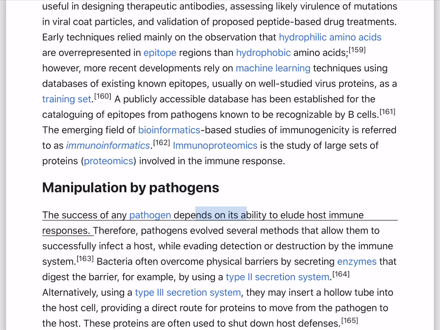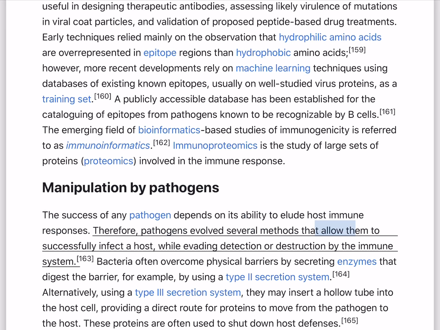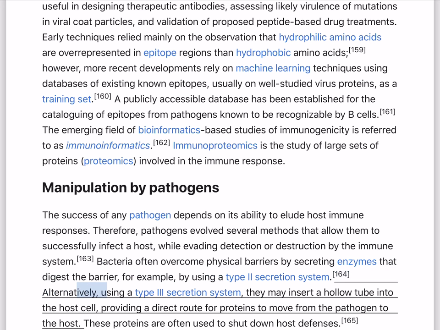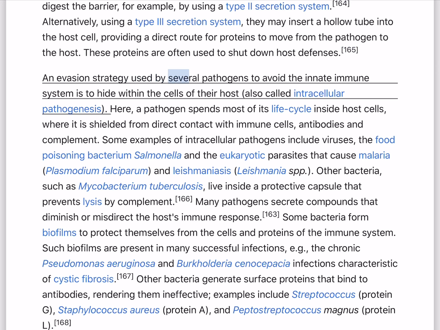Manipulation by pathogens. The success of any pathogen depends on its ability to elude host immune responses. Therefore, pathogens evolved several methods that allow them to successfully infect a host while evading detection or destruction by the immune system. Bacteria often overcome physical barriers by secreting enzymes that digest the barrier, for example, by using a type II secretion system. Alternatively, using a type III secretion system, they may insert a hollow tube into the host cell, providing a direct route for proteins to move from the pathogen to the host. These proteins are often used to shut down host defenses.